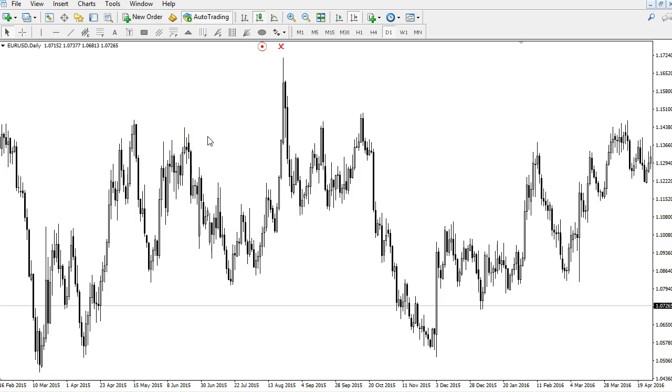Hello, today we'll speak about Gann Fan and how we can use Gann Fan in MT4, and we'll see what is the issue of using Gann Fan and how we can fix that.